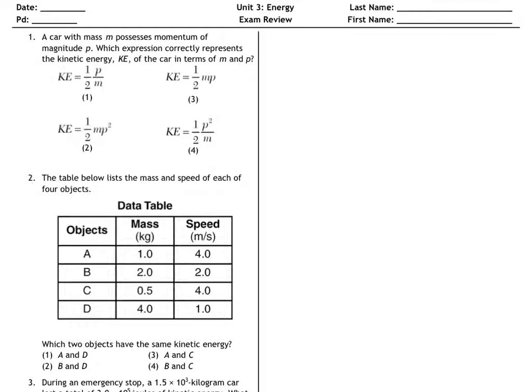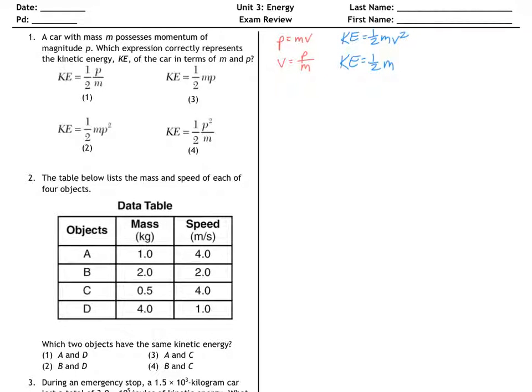So a car with mass m possesses momentum of magnitude p. Which expression correctly represents the kinetic energy of the car in terms of m and p? So p equals mv, which in its transformed form would say that v equals p over m. This is useful because I'll be able to substitute p over m every time I see a v.